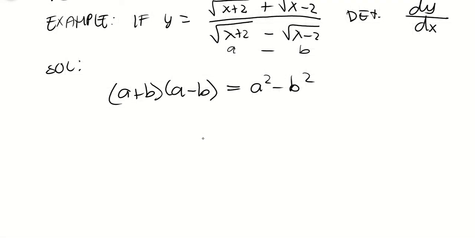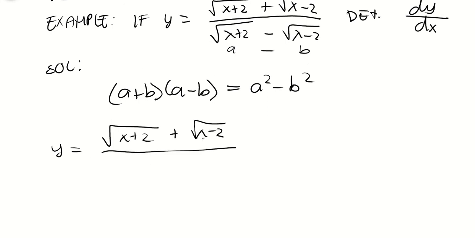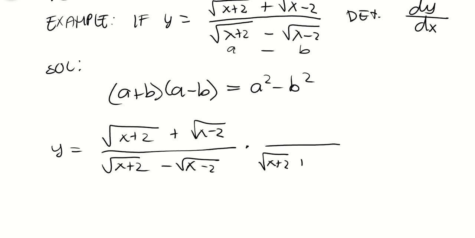So let's do that. Square root of x plus 2 minus square root of x minus 2. So multiplying the conjugate, this will be square root of x plus 2, then it should be plus square root of x minus 2. So we multiply it in the denominator, so we need to multiply it also to the numerator to multiply it by 1.